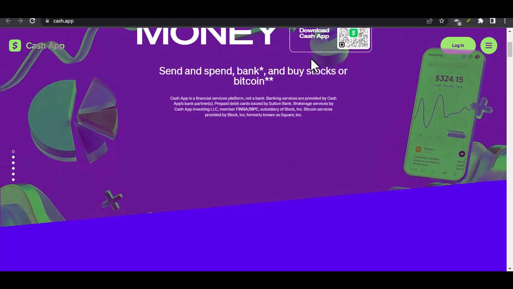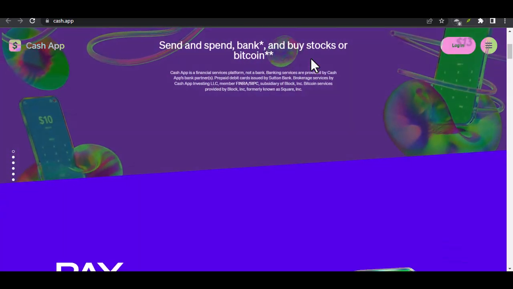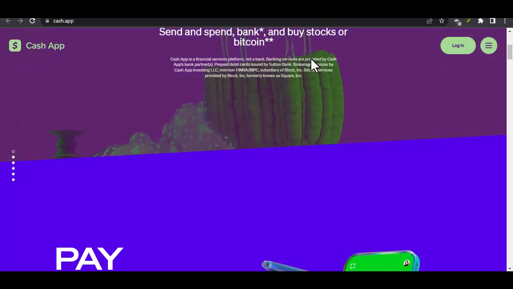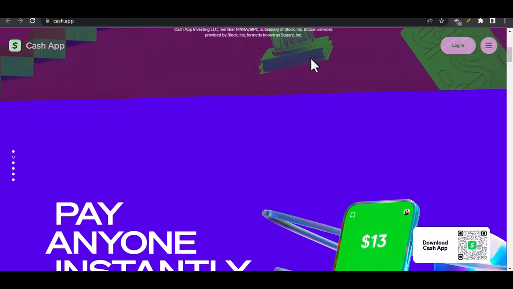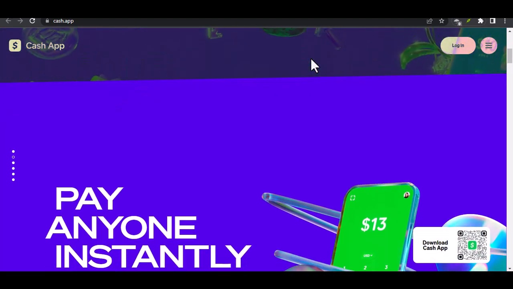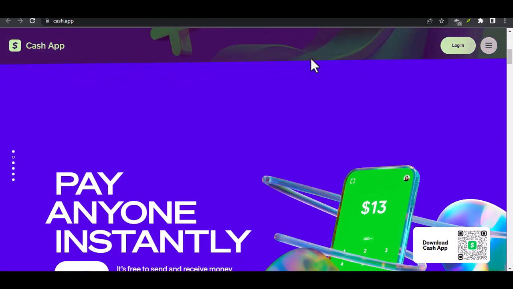But how do you get started, especially if you're new to the crypto world? Cash App, a popular money transfer app, has made buying and sending Bitcoin surprisingly easy. But before you jump in, there's one crucial question: how much Bitcoin can you actually send on Cash App?